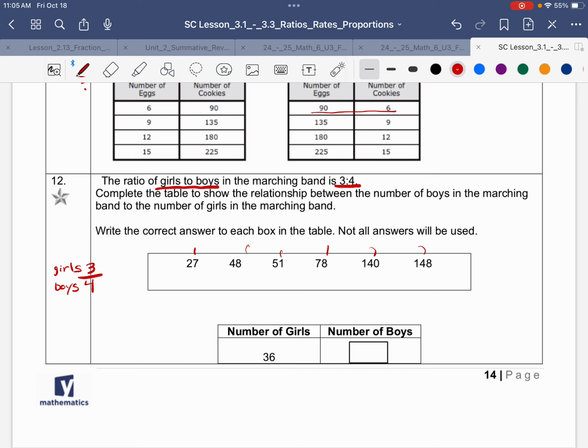So if we were going to set this up, we're already going to a table, right? So let's just set it up. We know we have 3 girls, 4 boys. To go from 3 to 36, that would be a times 12 scale factor. So do the same thing to find our boys, times 12. 4 times 12 is 48. Okay, so that would be this one here. So let's go to our next page so we can finish filling them in.